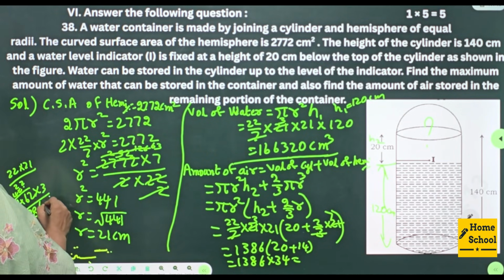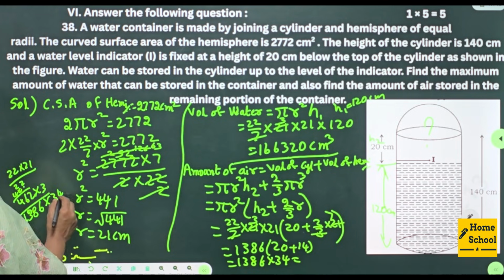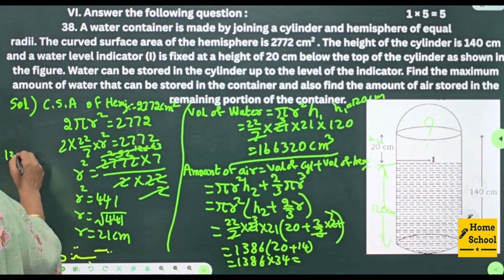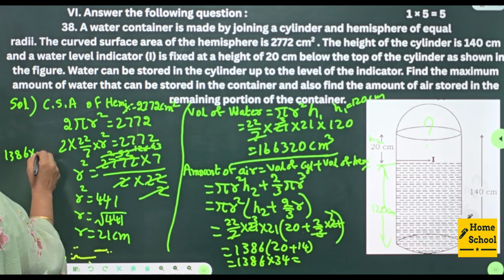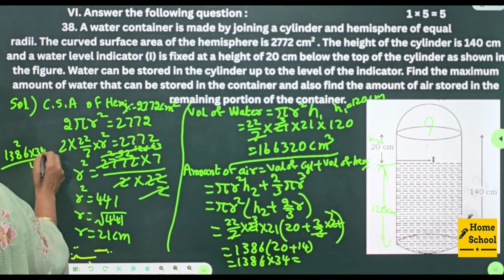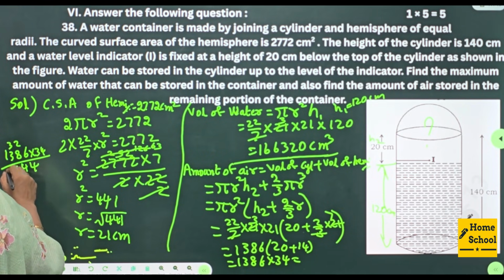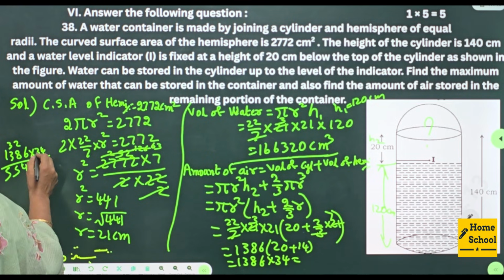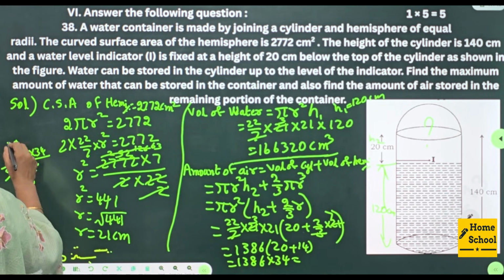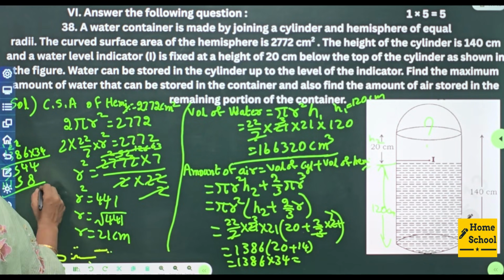Multiply 1386 with 34, what you are going to get? 1386 into 34. 4 sixes are 24. 5544, and here with 3 you multiply.